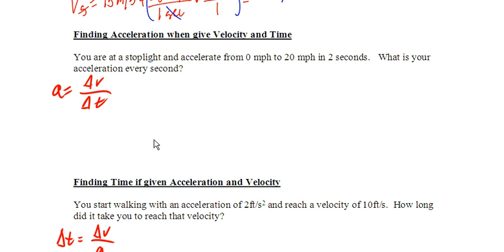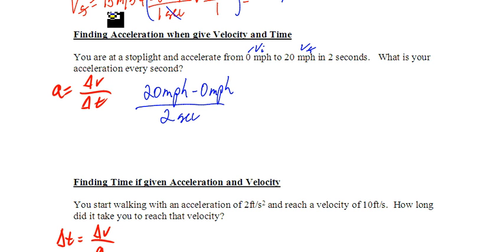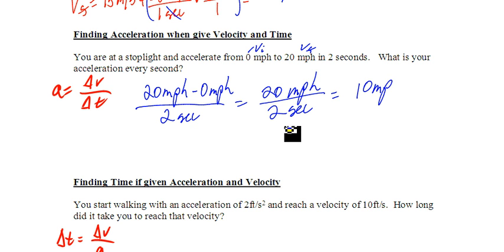And then the final one: you're at a stoplight and accelerate from 0 to 20 in 2 seconds. What is your acceleration? This is a pretty straightforward one. Here's my v of i, here's my v of f, and I'm going to take my 20 miles per hour, subtract 0 miles per hour, and put that over my 2 seconds. That's going to give me 20 miles per hour over 2 seconds, and I can divide and get 10 miles per hour per 1 second. So what is your acceleration every second? It's 10 miles an hour.